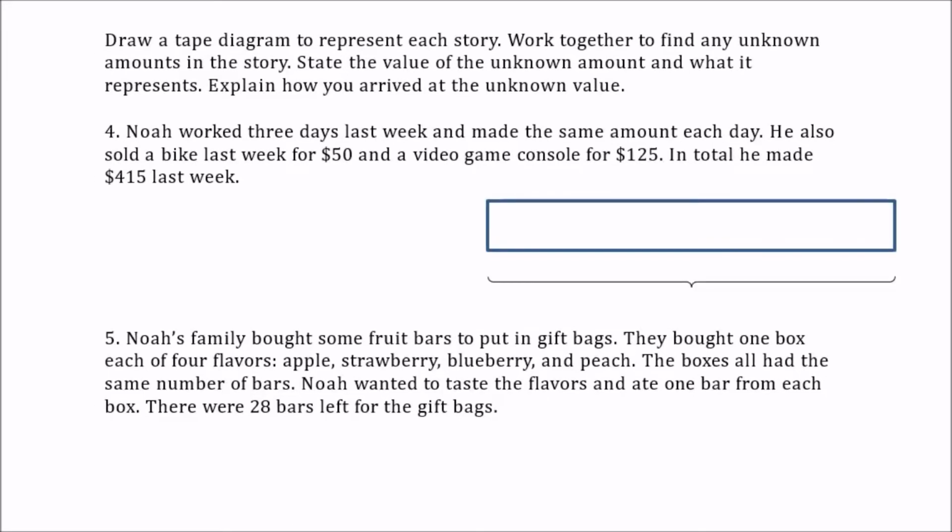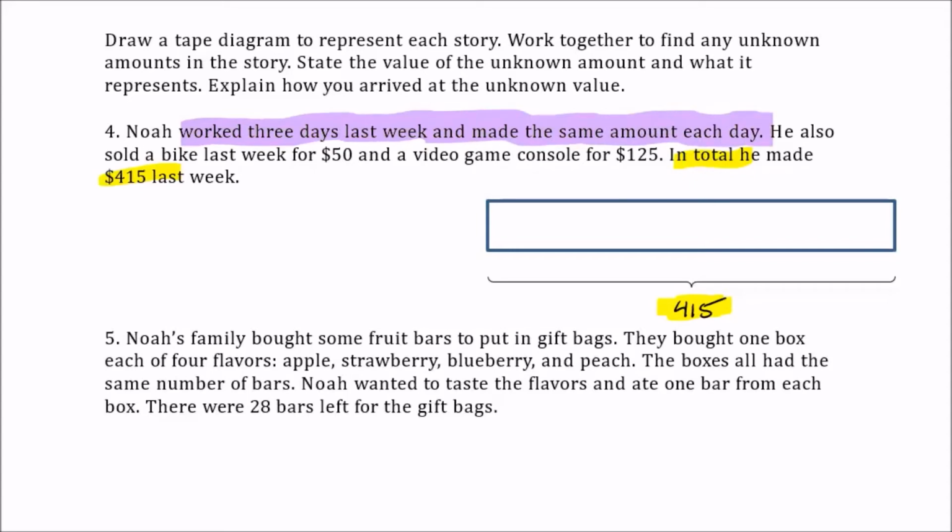All right, let's take a look and see how you did. So I have a general tape diagram set up here. And basically this problem is about Noah working and earning different amounts of money, and the total amount he made is $415. So that's got to go here. That's the total amount made, $415. So now there was a lot of things that went into making that $415. We've got the fact that he worked 3 days last week and he made the same amount each day, but we don't know how much.